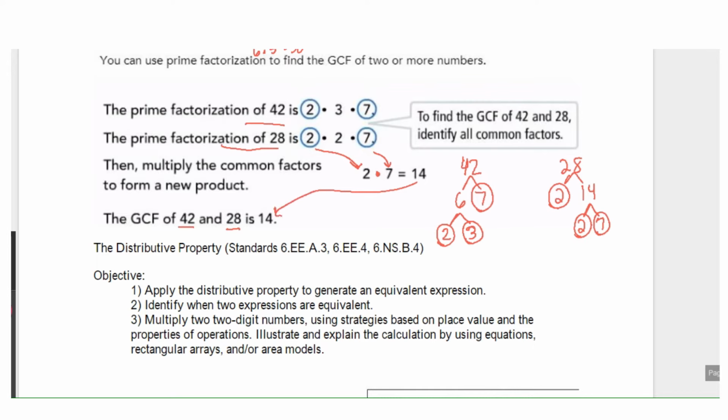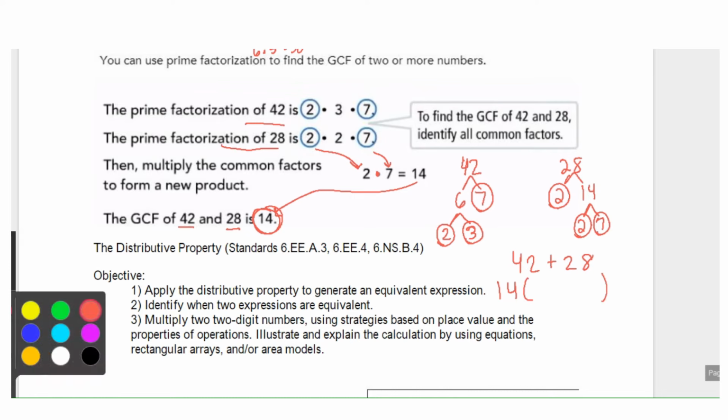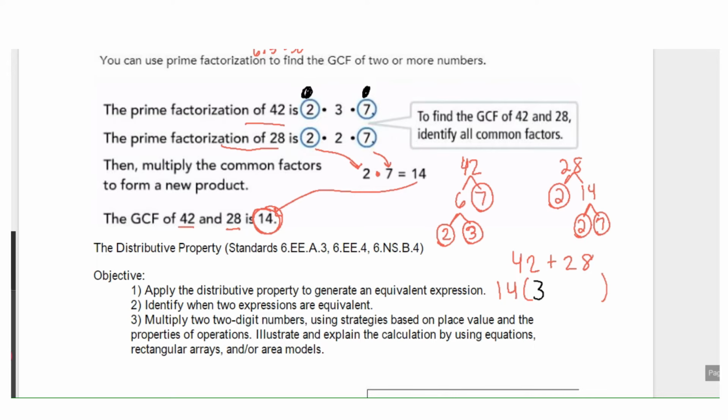So if I wanted to rewrite 42 plus 28 using a greatest common factor in a distributive property, you have to factor out the greatest common factor, which is 14. And then you'll say, okay, 14 times what number will give me 42? Well, if you go back to the prime factorization and see, if you factored out the 2 and the 7, you have 3 left. So that means 14 times that other factor 3 will give you the 42 that you need.